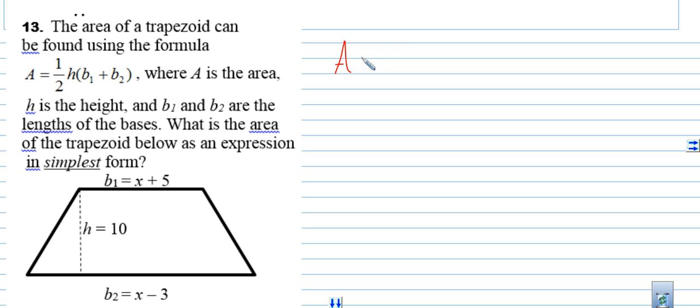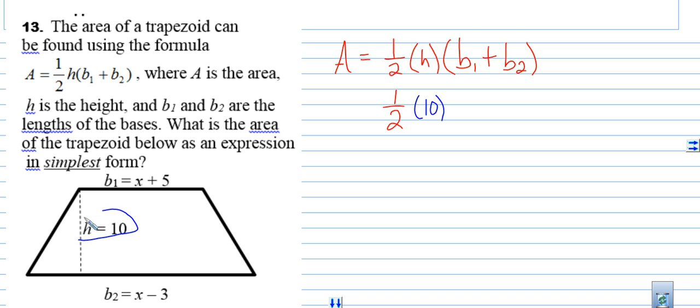So if you take the area formula of a trapezoid, area equals 1/2 the height times the base 1 plus the base 2, and we're just going to plug in our different values. So 1/2 is going to stay 1/2. The height is 10. We get that from right here. We'll take base 1 and plug it in, x plus 5, and then the plus sign comes down, and base 2, which will be x minus 3, plug that in.